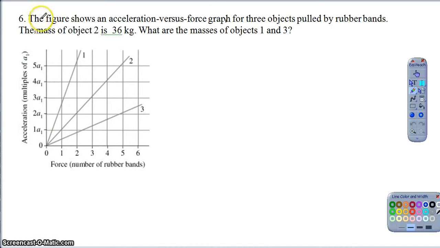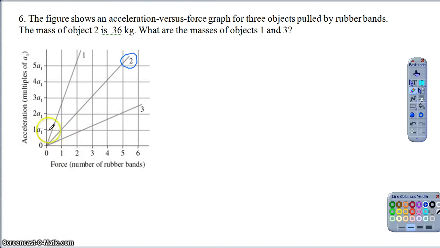So unlike most of the first 5 questions, the remaining questions we will have enough information to solve. Right? So the figure below shows the acceleration versus force graph for an object with 3 rubber bands, or 3 different objects, with rubber bands. They tell me then the mass of this second object, so represented by that second line in there. And then they ask me what are the masses of 1 and 3.